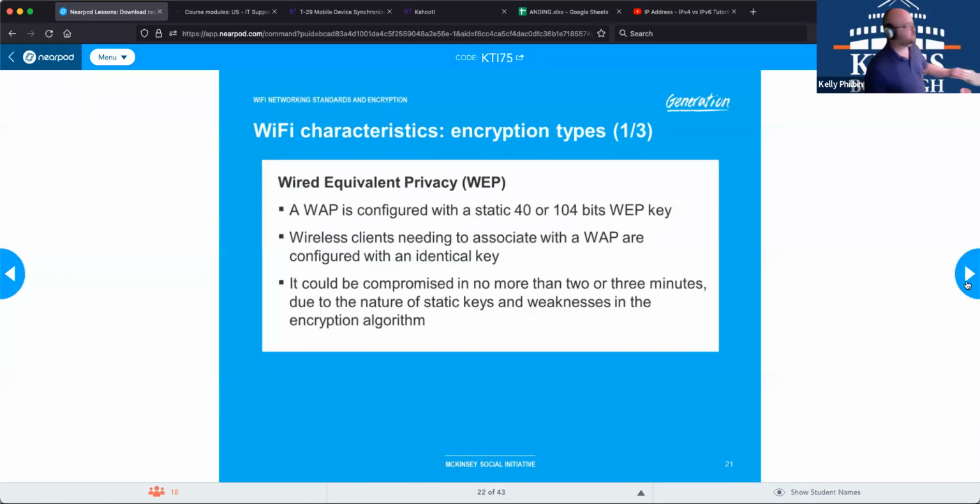Now we want to talk about encryption. Can you give me a brief description of what encryption means? What do we mean when we say that word? We'll go with Bernard just because of his background.